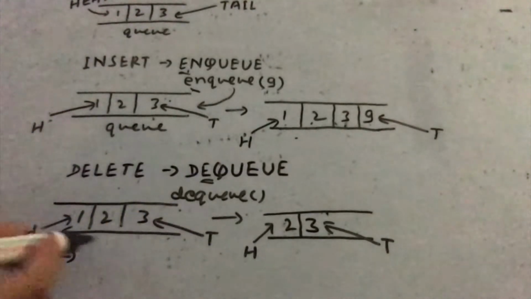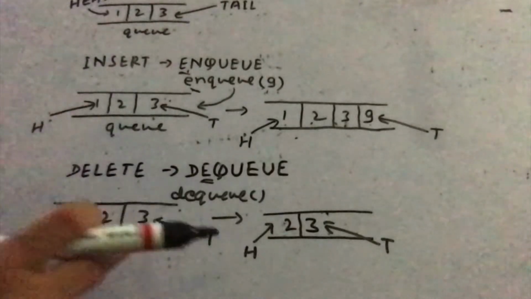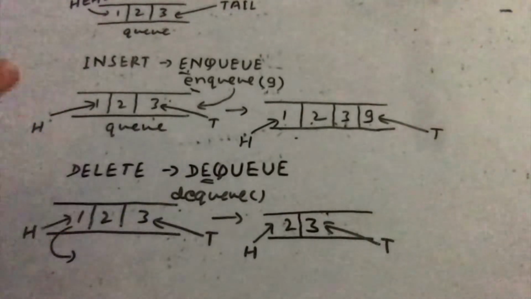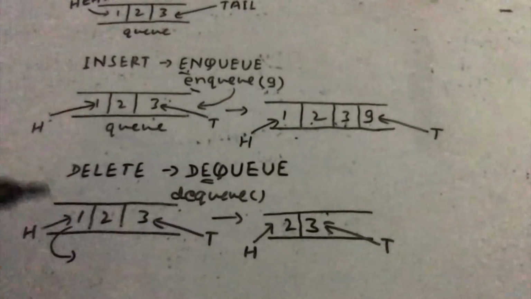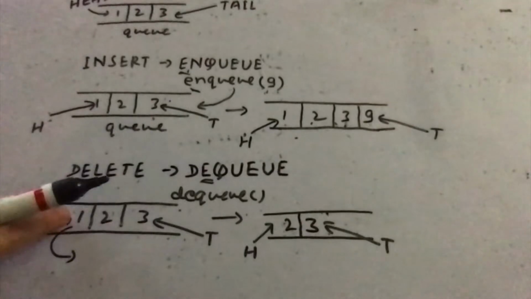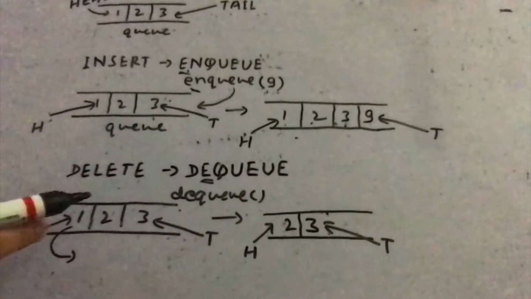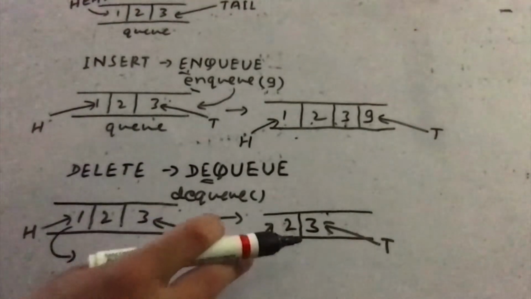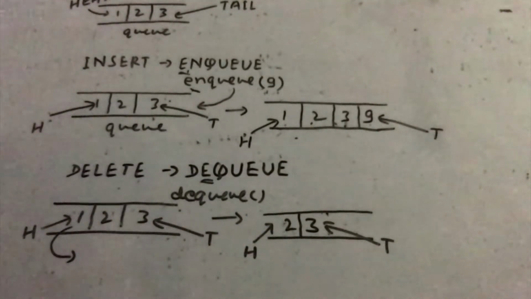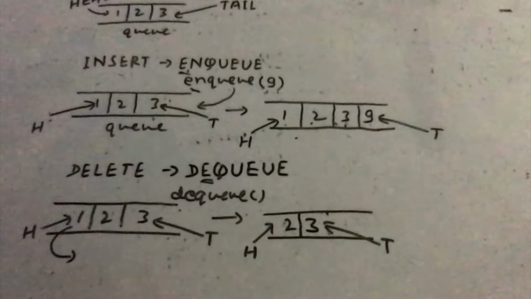So here in our case, the queue has 3 elements: 1 2 3, and head is pointing to 1 and tail is pointing to 3. Now if I perform a dequeue operation, the first element which got inserted is 1, so 1 will get removed and the head pointer will move to 2. That is the basic introduction to queue.